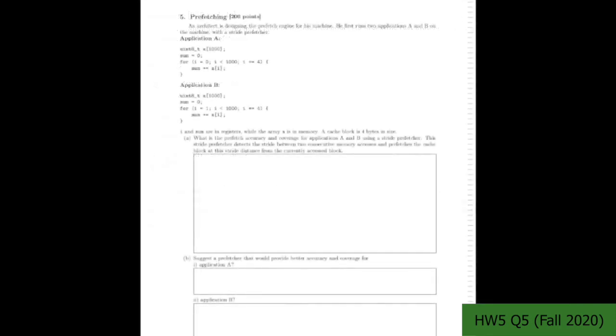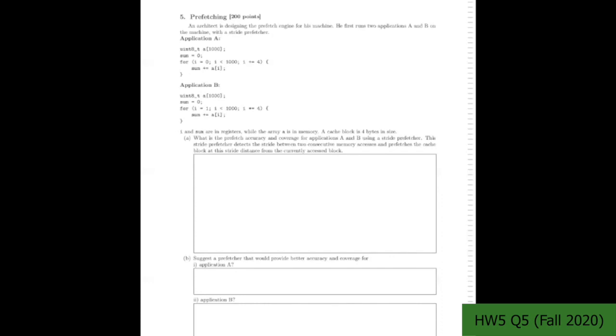Okay, let's read the question first. An architect is designing a prefetch engine for his machine. He first runs two applications A and B on the machine with a stride prefetcher. Application A and B both are accessing an array A of 1000 uint8 elements. The only difference between application A and B is that while the array index of application A is incremented by 4, the array index of application B is multiplied by 4. We know that I and sum are in registers while the array A is in memory. We also know that a cache block is 4 bytes in size.